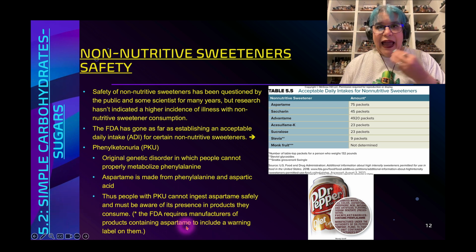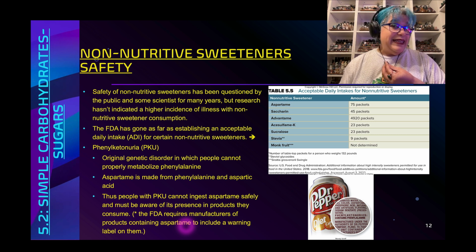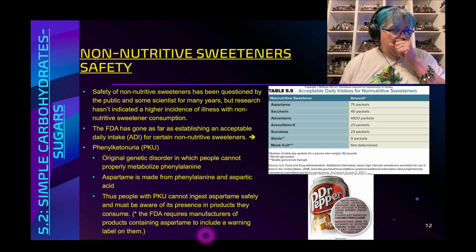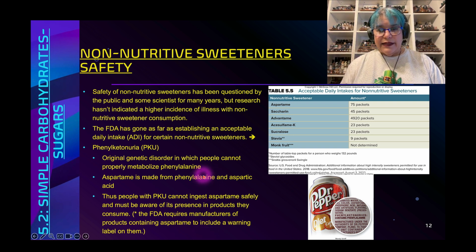That means they have to be aware if phenylalanine is in anything they're eating. Because of this and because of the damage that PKU does, the FDA now requires manufacturers to label the products that contain aspartame, because aspartame is primarily made out of phenylalanine and aspartic acid. So if you look here, you'll notice that this Dr Pepper has a label that says it has phenylalanine in it because it's a diet Dr Pepper that uses aspartame as its sweetener.